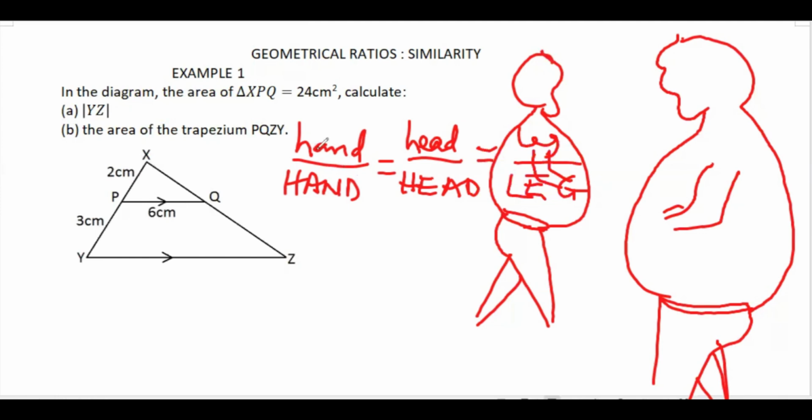Whatever you pick on the son, that's what you pick on the father, since the son is mentioned first on every occasion. But if you mention the father first, say hand of the father, it will be over hand of the son, and so on, equals head of the father over head of the son, and like that. So that's what the concept of similarity is talking about.